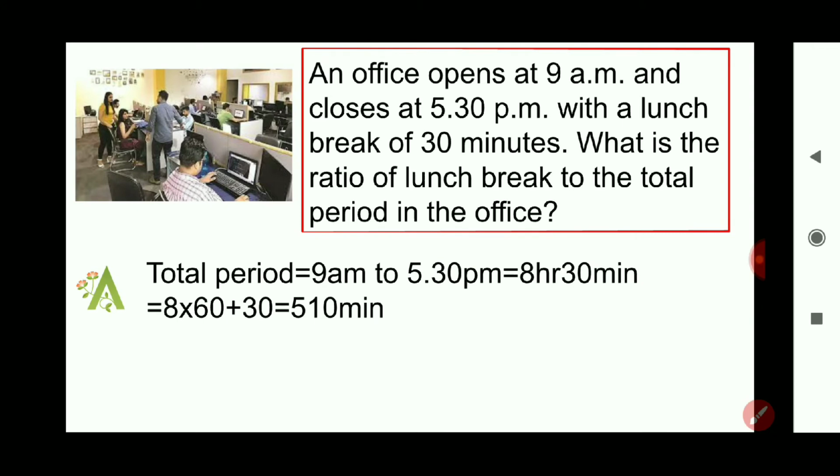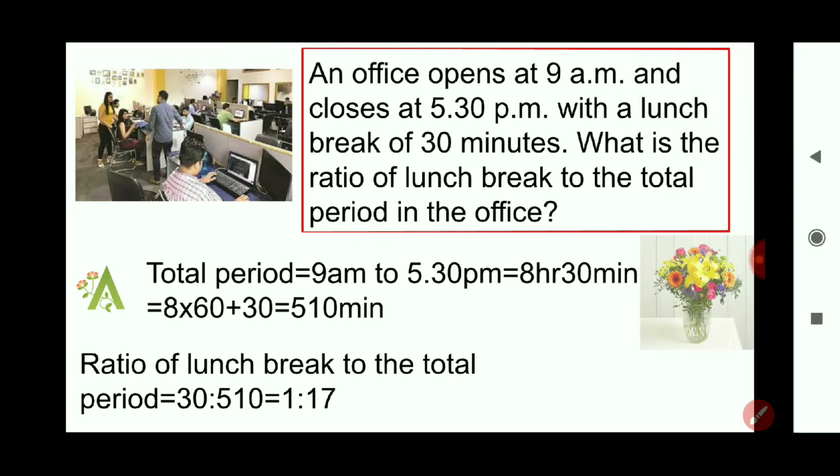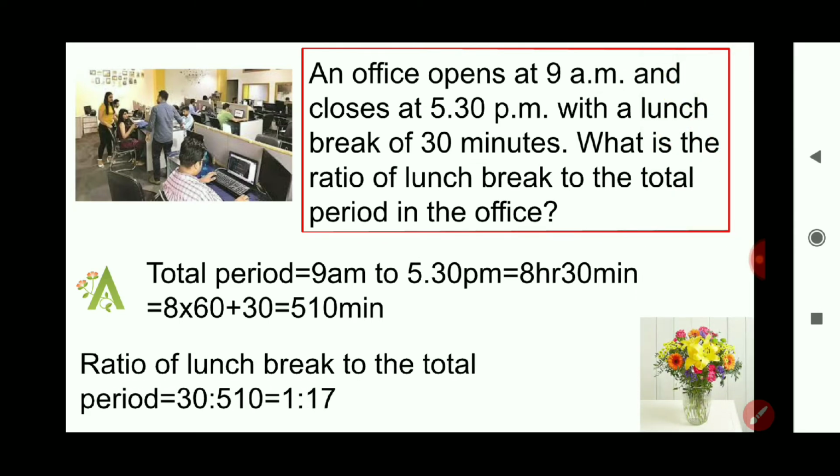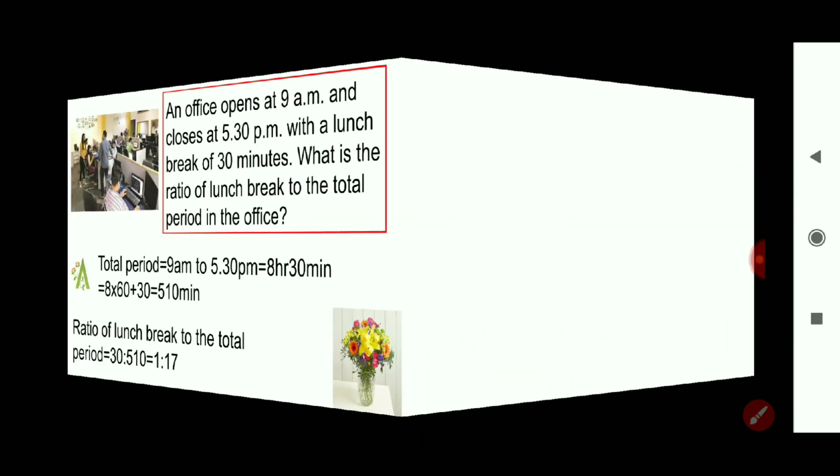Dear students, total period is from 9 a.m. to 5:30 p.m. Calculate it. It is 8 hours 30 minutes. You know 1 hour means 60 minutes. Hence it is 8 into 60 plus 30, that is equal to 510 minutes. Now the ratio of lunch break to the total period is 30 is to 510. That is 1 is to 17.